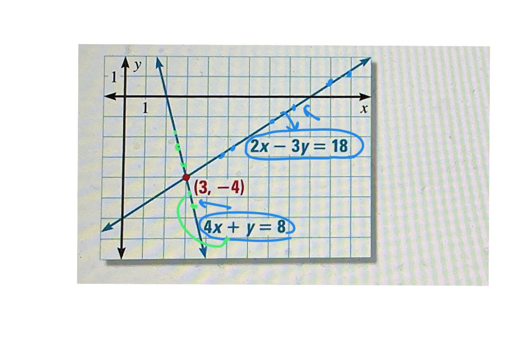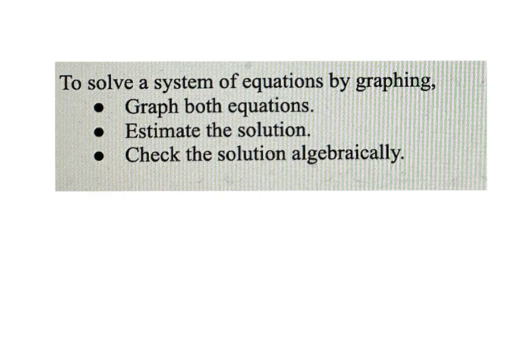Okay, so what's true about the big intersection point right smack there? It solves both equations. And that's what we're looking for. We want to find the intersection point because that one point, one set of coordinates, solves both of those equations. All right, so here's our strategy. Number one, we're going to graph both equations by putting them in slope-intercept form first. Number two, we're going to estimate on our graph what the solution looks like it is. Then number three, we're going to check it by plugging the point in and seeing if it works.